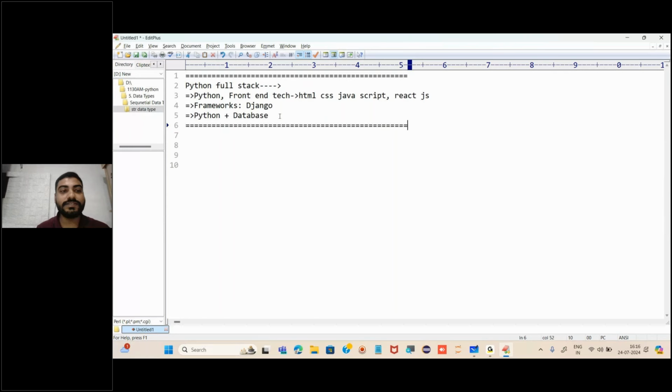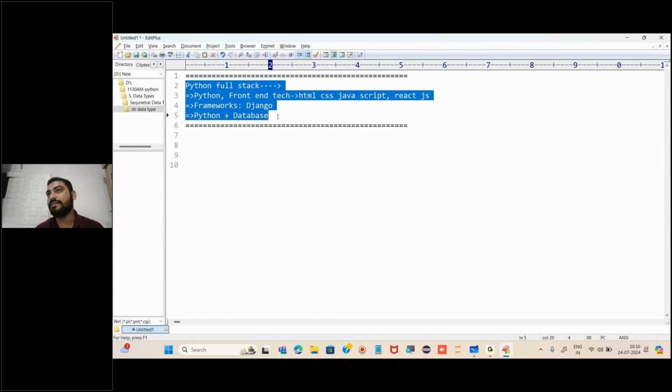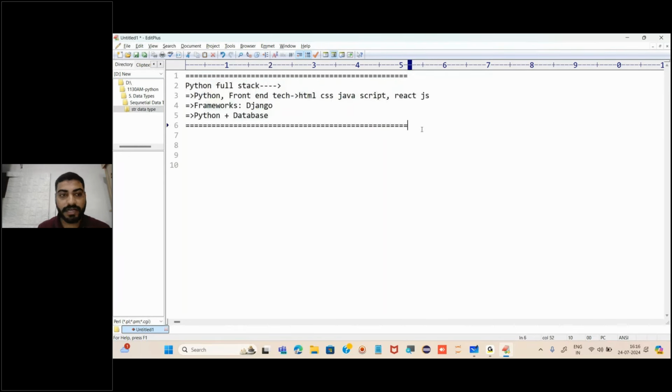Fine. So this is what we are going to see: Python full stack. These are the contents, right? First we are going to see Python, then after 1 or 1.5 months, we are going to start database. Then we will move to front end technologies, and then framework. The initial 3 days would be your demo sessions.